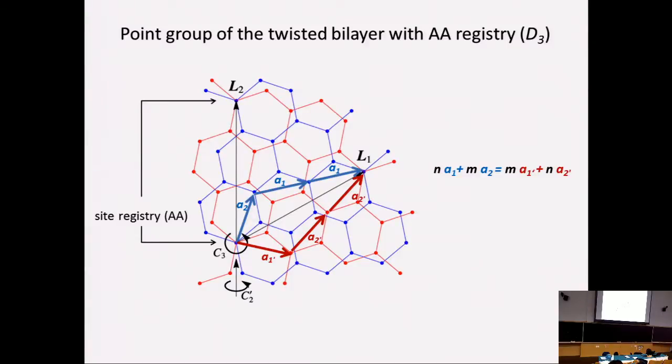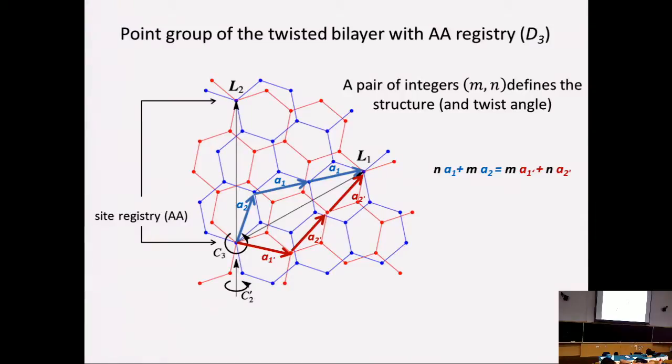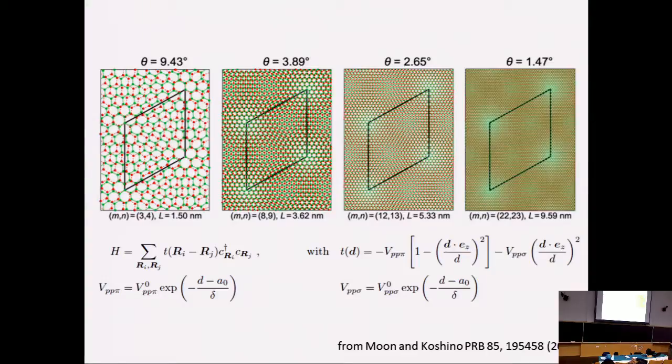So in this case, A1 would be multiplied by 2, and A2 will be multiplied by 1. It gets swapped on the other side of the equation. But in any case, a pair of such integers, m and n, would then define the commensurate structure and the resulting twist angle. Okay, so now this is taken from the paper by Moon and Koshino. If you look at the various patterns that you obtain by changing these integers to larger and larger values, you start obviously seeing the moire pattern.